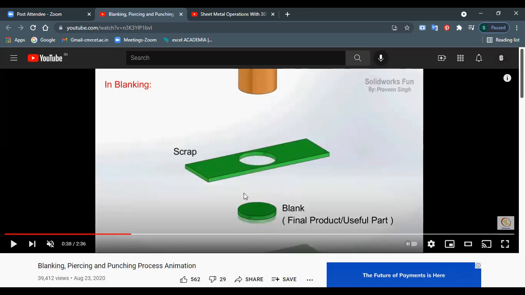You see, if this is your final product or useful part, then that becomes scrap. And if the blank is a useful part, then we call it blanking. That's what I was talking about. If this is your useful part, then this becomes scrap. If this is the useful part, then we'll call it piercing or punching.